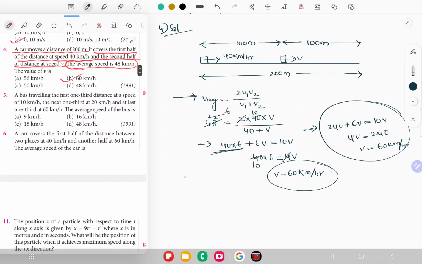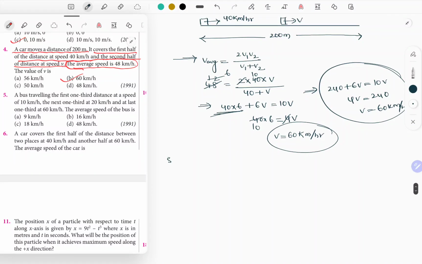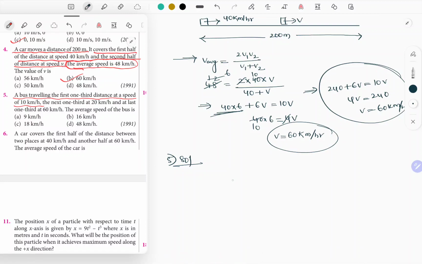Okay, look at this question. Question number 5. A bus traveling the first 1/3 distance at a speed of 10 km per hour. Okay, they said the object is traveling the first 1/3, but they didn't mention the total distance covered by that object. Hope you are able to understand.